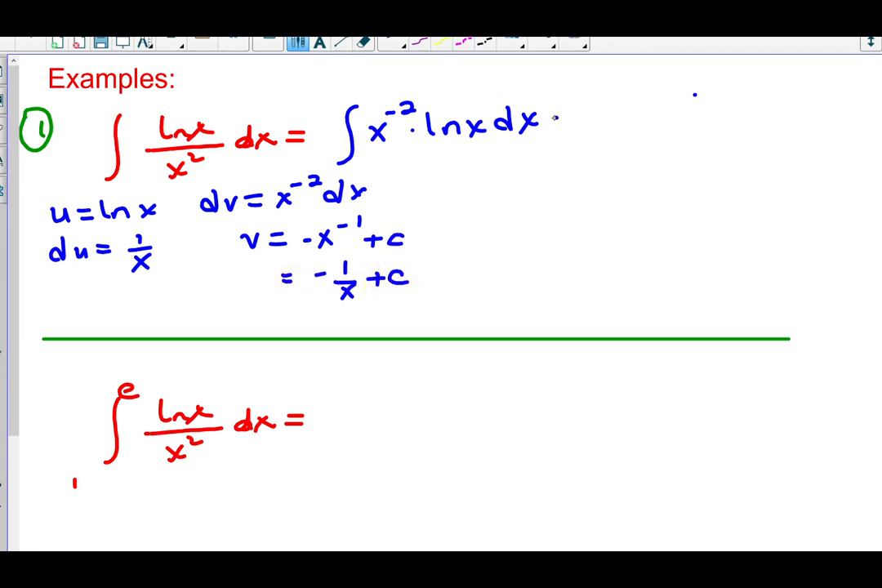Now applying the integration by parts formula, u times v will be ln x times -1 over x minus integral of v du. So we're going to multiply these two together minus the integral of v du. This times that is going to give you -1 over x times -1 over x. That's -1 over x squared dx. And the negative times negative is positive. So let's simplify that a bit.